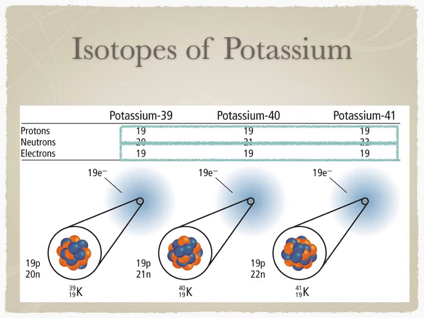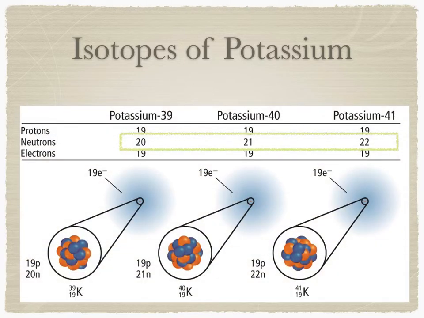If you look at the drawings down at the bottom, you'll see where they're showing the nucleus there in the center, and then the electron cloud all around the outside. But the number of neutrons will change. In potassium 39, there are 20. So 19 plus 20 will give us 39, hence the name potassium 39. The same thing for potassium 40 and potassium 41.